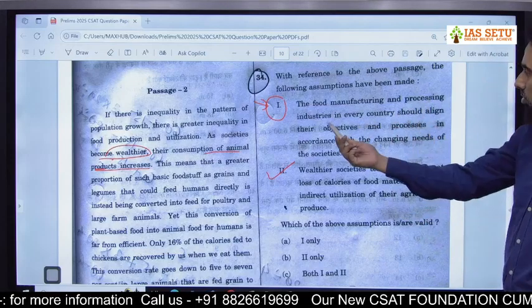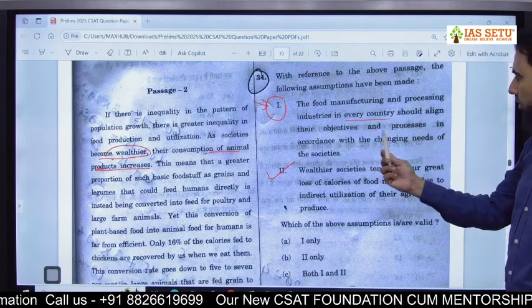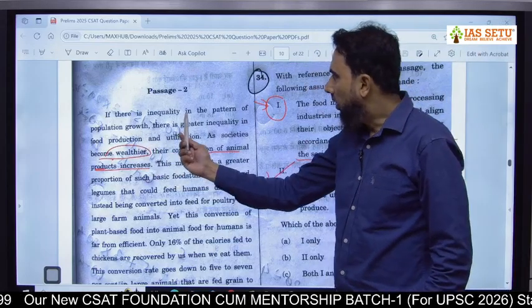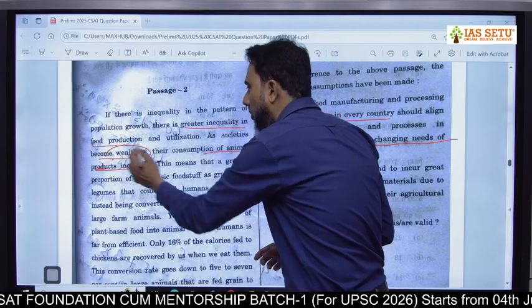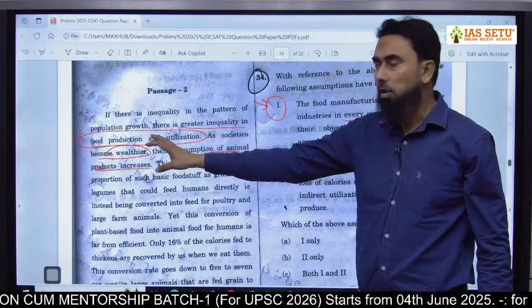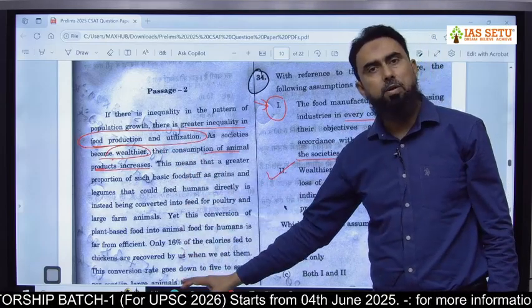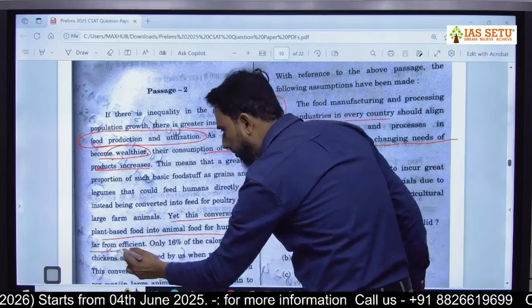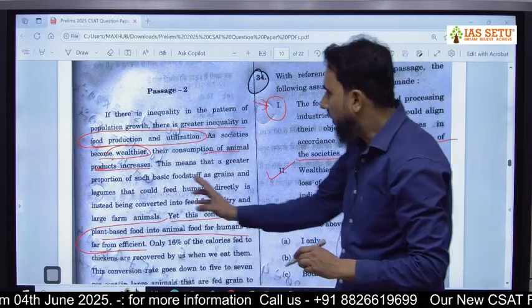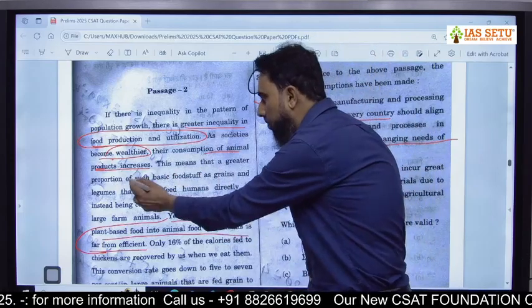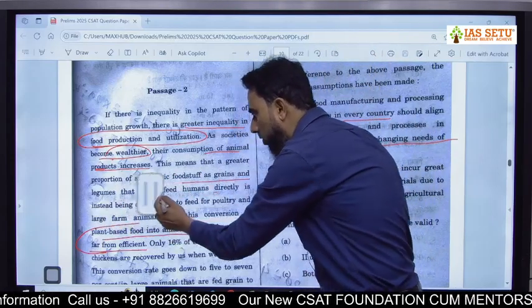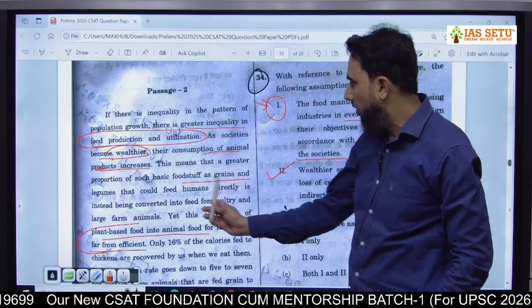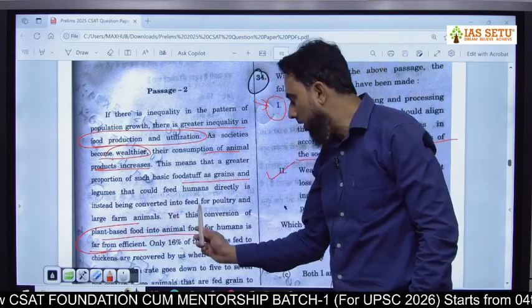The first says the food manufacturing and processing industries in every country should align their objectives and processes in accordance with the changing needs of the societies. Now here it is given, there is an inequality in the pattern of population, but there is a greater inequality in food production and utilization. The problem is described here: yet this conversion of plant-based food into animal food for humans is far from efficient. This means that a greater proportion of such basic foodstuff as grains and legumes that could feed humans directly is instead being converted into feed for poultry and large animals.